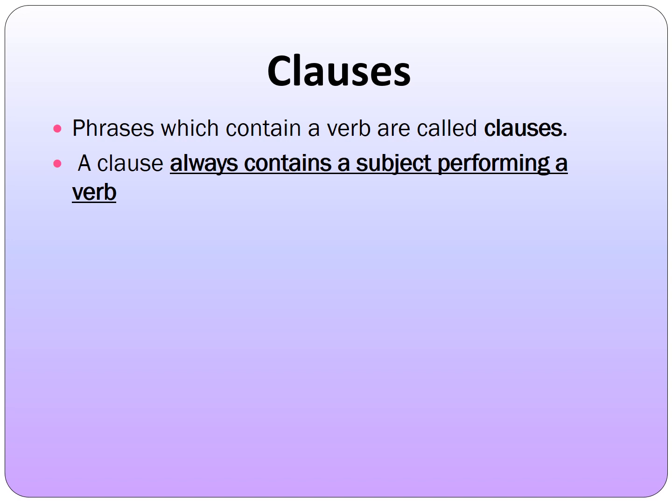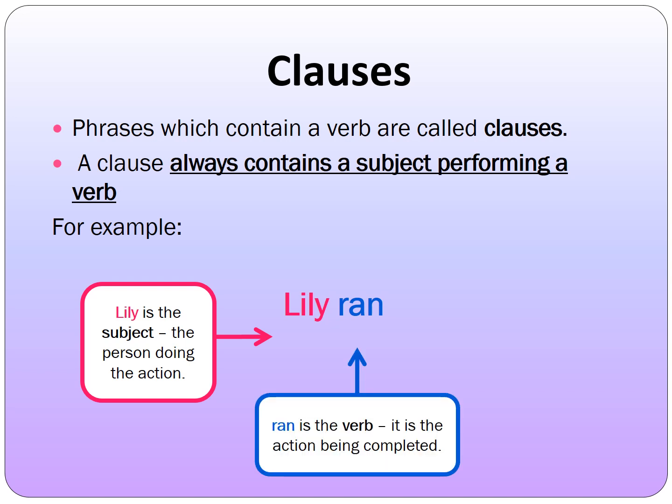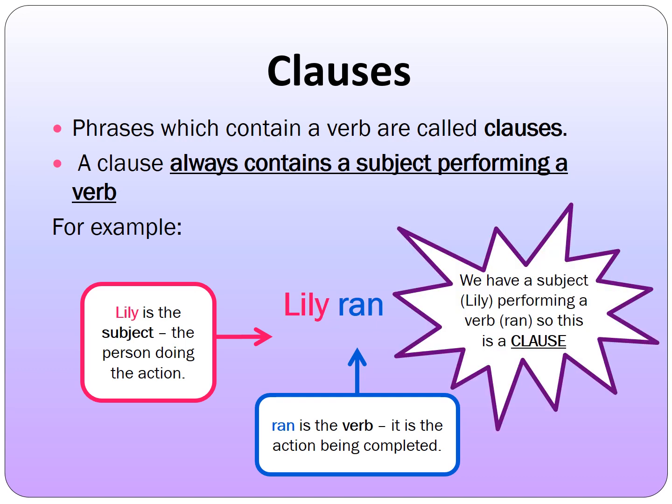So phrases which contain a verb are called clauses. A clause always contains a subject performing a verb. But what does that mean? For example, Lily ran. Lily is the subject. She is the person who is doing the action. Ran is the verb. That is the action which is being completed. We have a subject, Lily, who is performing a verb, ran. So this is a clause.